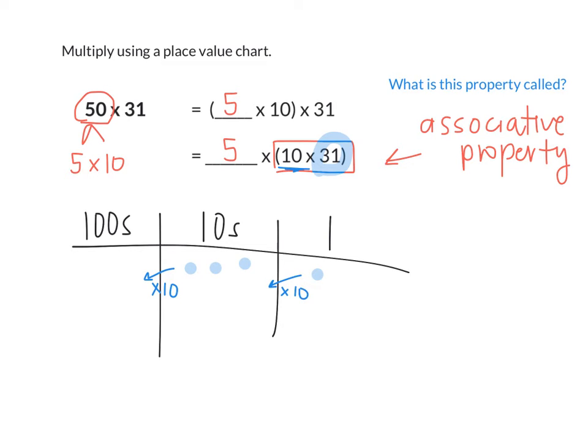So my 3 tens discs end up in the hundreds column, and my 1 ones disc ends up in the tens column. So what is 10 times 31? Look at our discs. What do we have? 310. Good. Are we done? No, because we still have to make 5 copies of it. So there's 1 copy, 2, 3, 4, 5. Now let's see what we have.